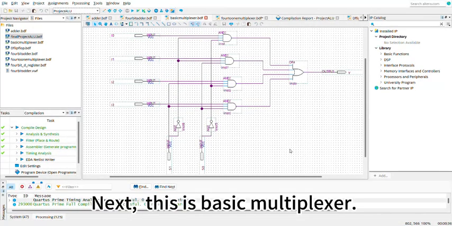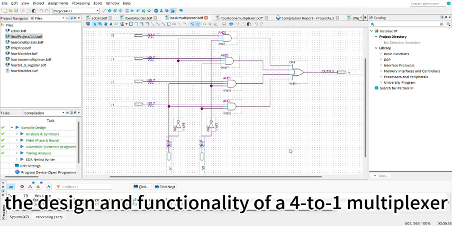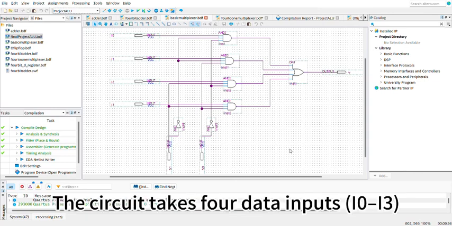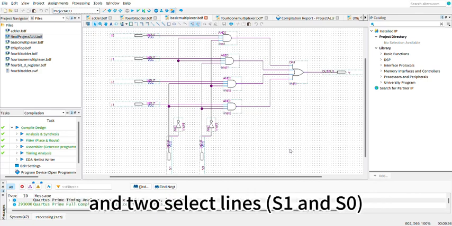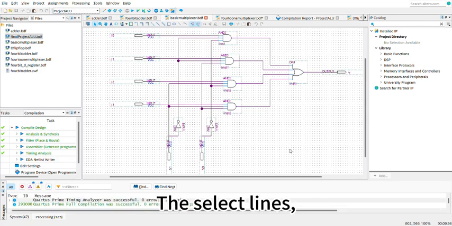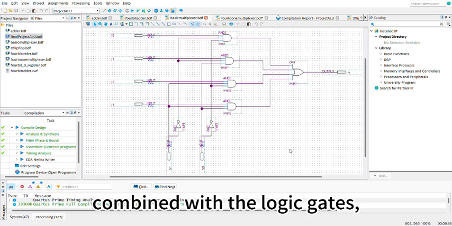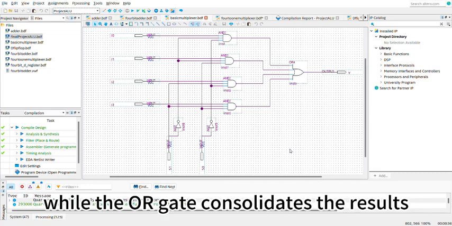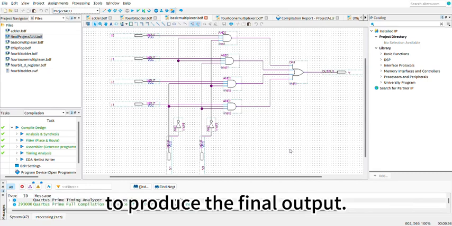Okay, next. This is a basic multiplexer. The design and functionality of a 4-to-1 multiplexer using basic logic gates such as AND gates, OR gates, and NOR gates. The circuit takes 4 data inputs, which are I0, I1, I2, I3, and 2 select lines S1 and S0 as control inputs to determine the output Y. The select lines combined with the logic gates ensure that only one input is active at a time, while the OR gate consolidates the result to produce the final output.